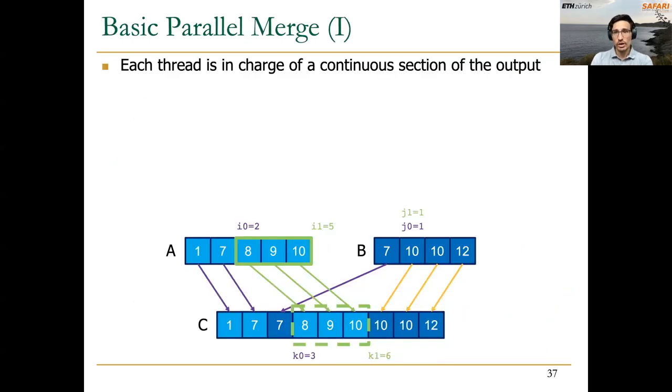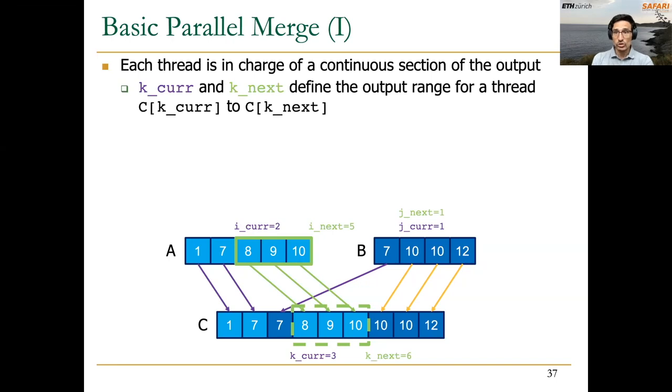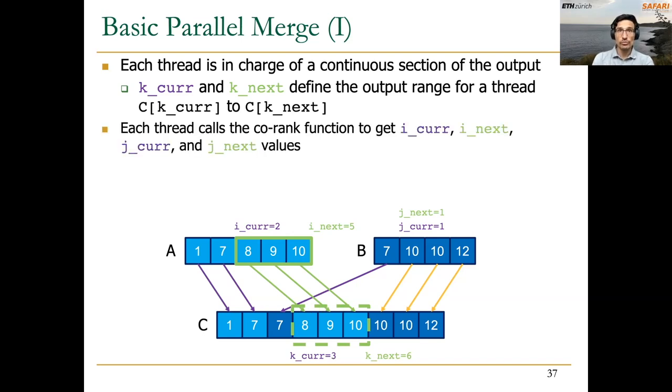So in the basic parallel merge implementation, each thread is going to be in charge of a contiguous section of the output. So we need to find what that section is exactly. We know that it's defined by this k current and this k next. They define the beginning and the end of the corresponding section. In this example, this is the section assigned to thread one. And from these two k values, k current and k next, we obtain the core rank values i current, i next, j current, and j next. These values are going to give us the exact area where the threads need to search in the input arrays A and B.